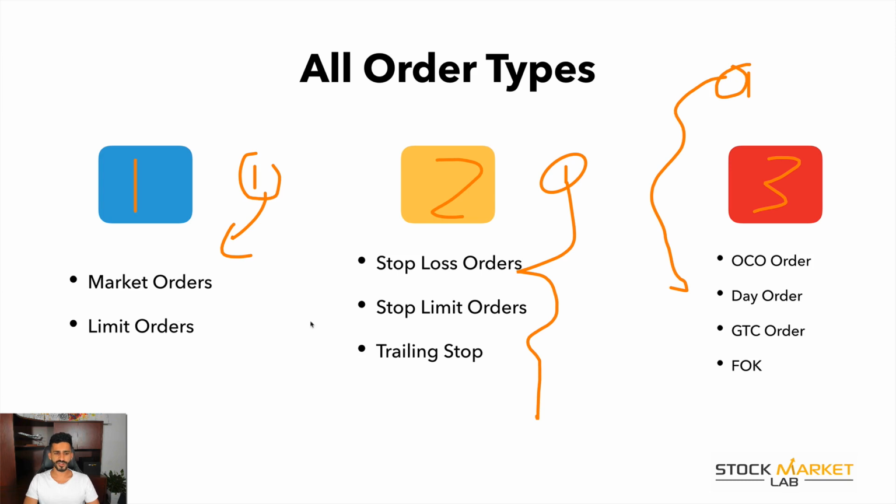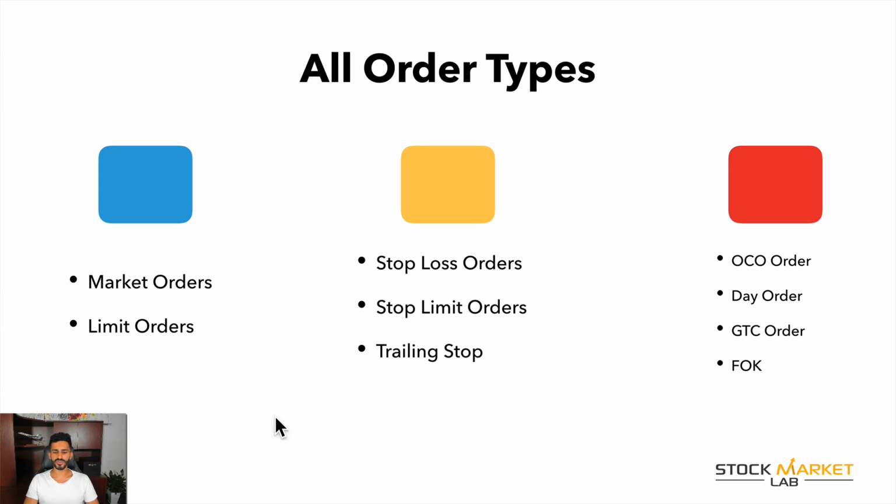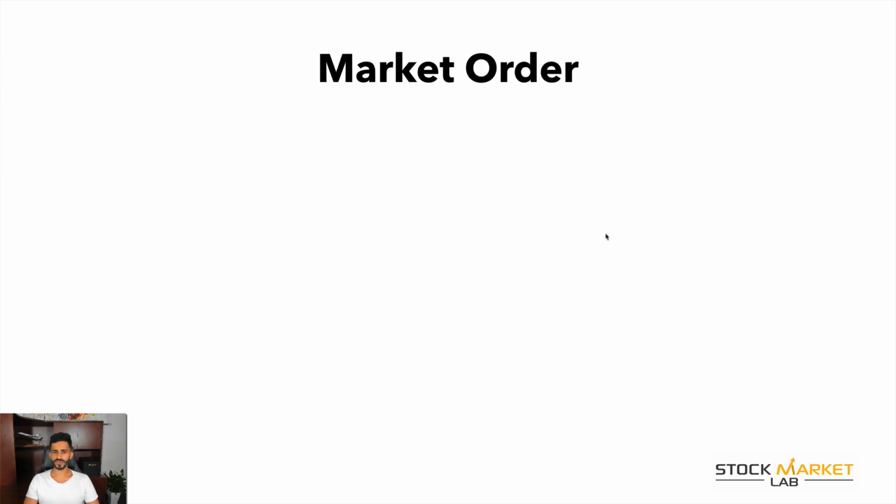There's 2 orders for the first category, 3 for the second, and 4 for the third one. Right? Our job is to pick one out of each one of the categories and apply them. So what I'm going to do is break down each one of these orders and show you how they operate and how they work so you guys have a strong understanding of them, right? So let's jump to the first one.